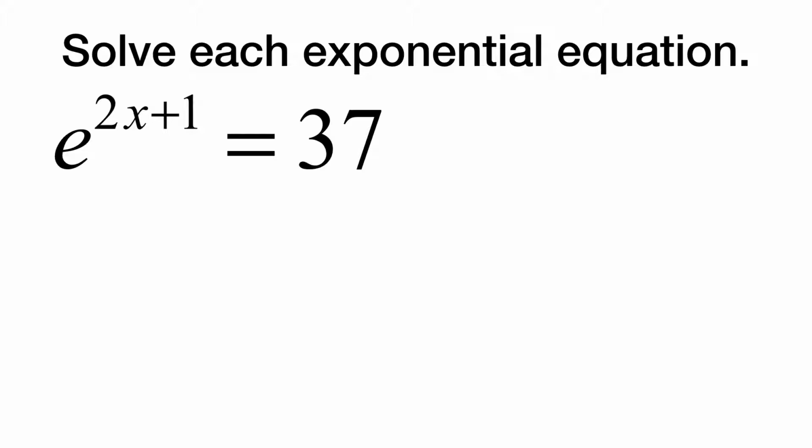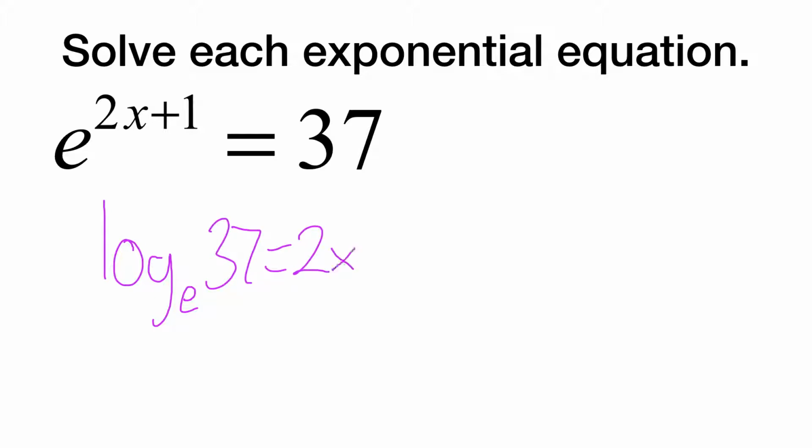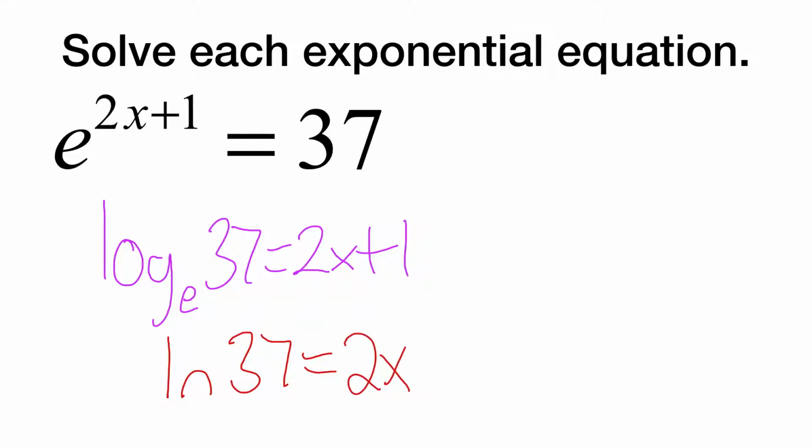Okay, so now let's try this one. Remember, we would do log base e of 37 equals 2x plus 1. But rather than doing log of 37 over log of e, in our calculators we already have a button for the log with the base of e. The button is ln, which once again stands for natural log. It's Latin. That's why it seems different. So ln of 37 equals 2x plus 1.